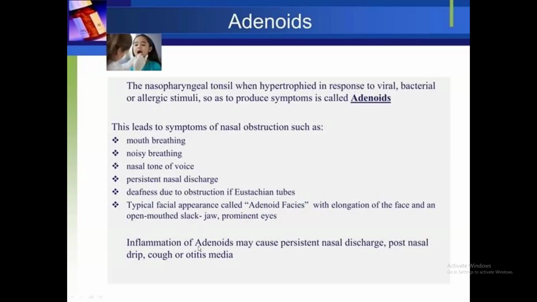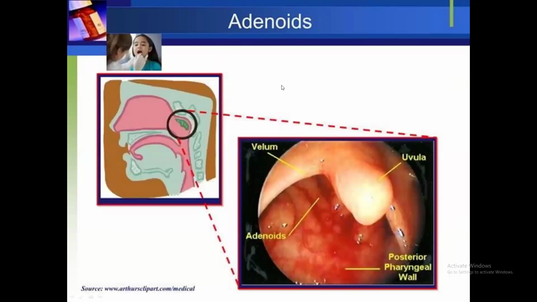The inflammation of adenoids may cause persistent nasal discharge, post-nasal drip, and sometimes acute otitis media. This is the pure clinical presentation of adenoids. You can also make out from this picture, this is the nasopharynx and these are the enlarged or hypertrophied adenoids.